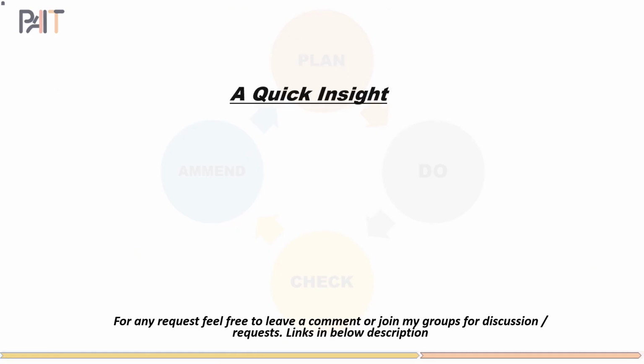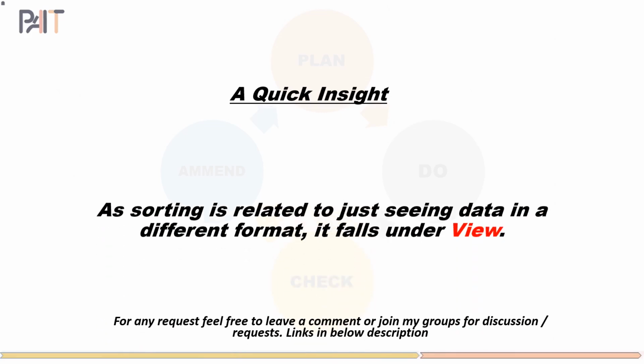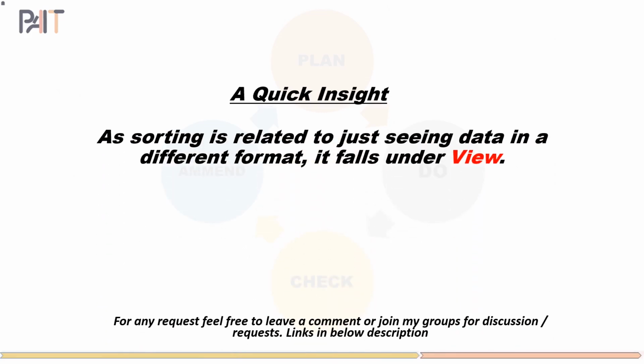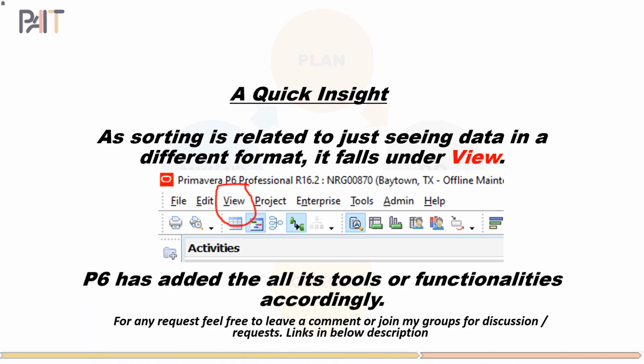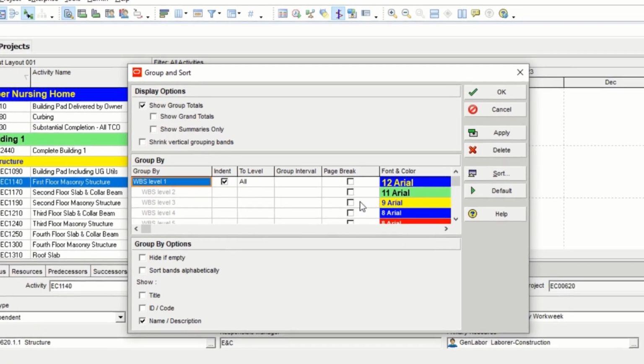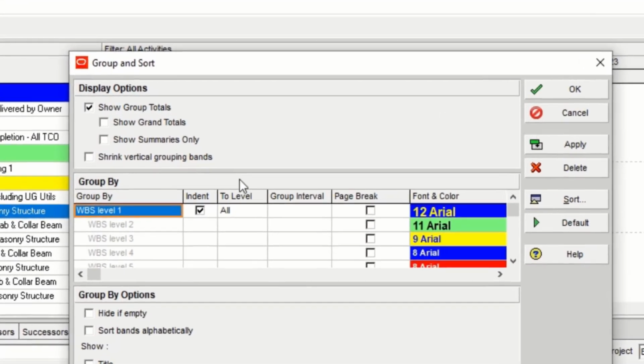One quick insight that will help you find any option in Primavera P6: as sorting is related to just seeing data in a different format, it falls under the view. P6 has added all its tools or functionalities accordingly. Anyway, you can see that right now it is sorted according to WBS.